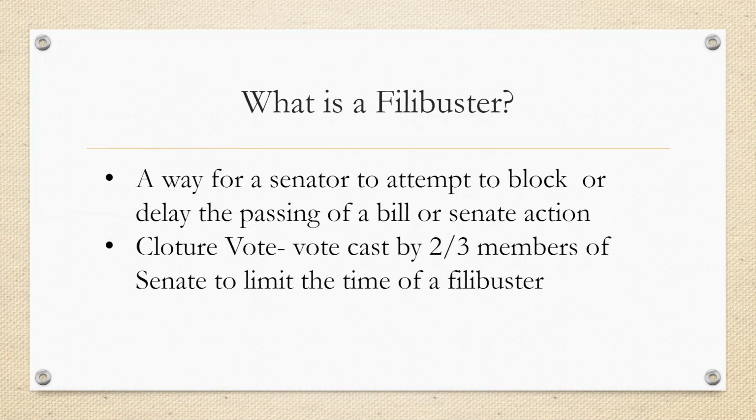The record for a filibuster was roughly 24 hours, held by a guy named Strom Thurmond back in 1957, when he was trying to hold up a civil rights bill. He spoke for 24 hours against the civil rights bill. He was a Southern Democrat at the time. He would later change over to the Republican Party, all because of civil rights. He was from South Carolina.